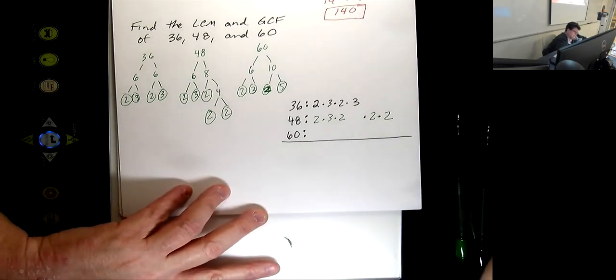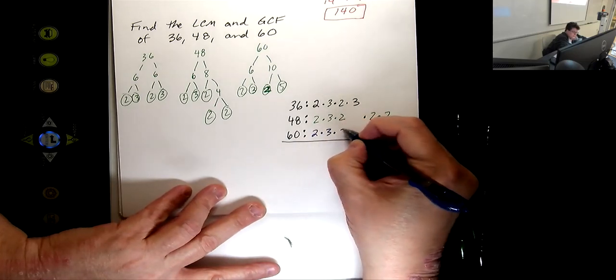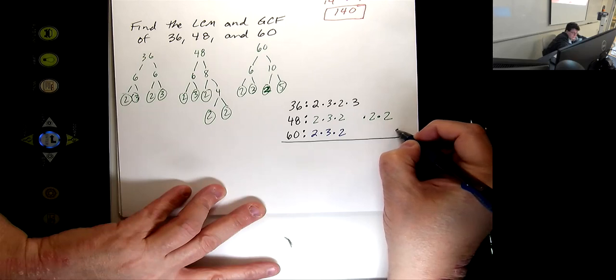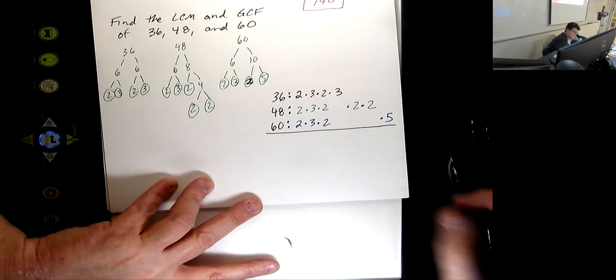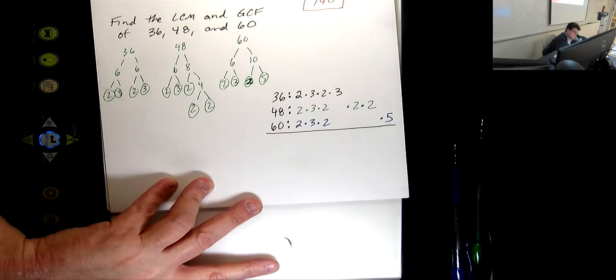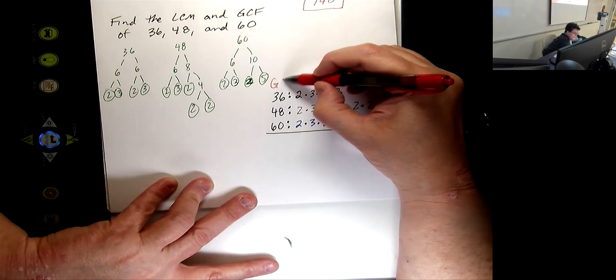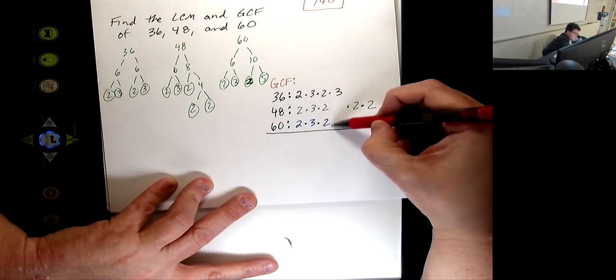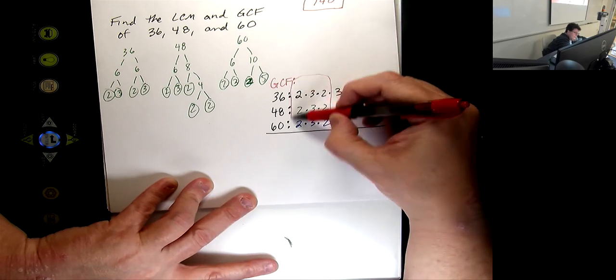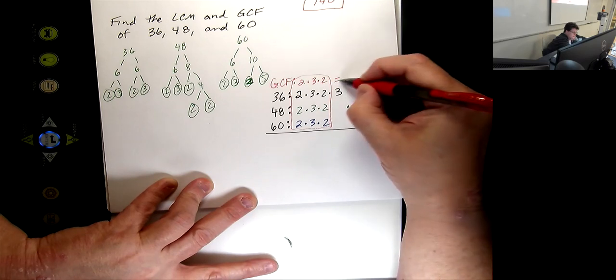And finally, for 60, we had 2 times 3 times 2 times 5. Yeah, I do like the column. So I'll do the GCF above it. Maybe that'll make it a little easier to read. The columns that are full, I'm gonna move up. 2 times 3 times 2 is 12.